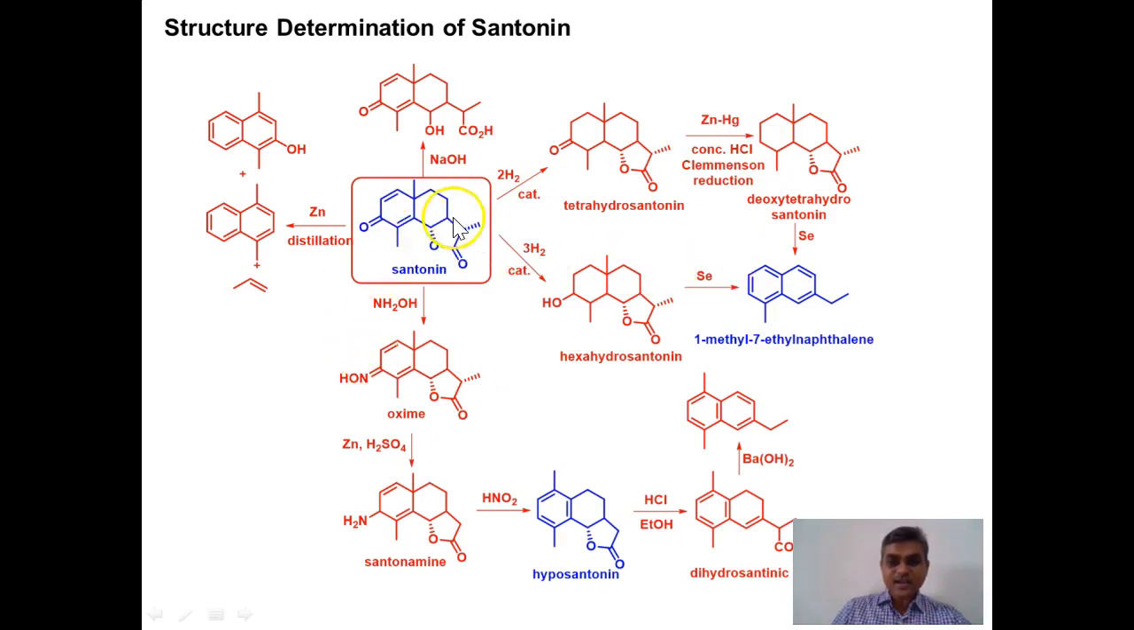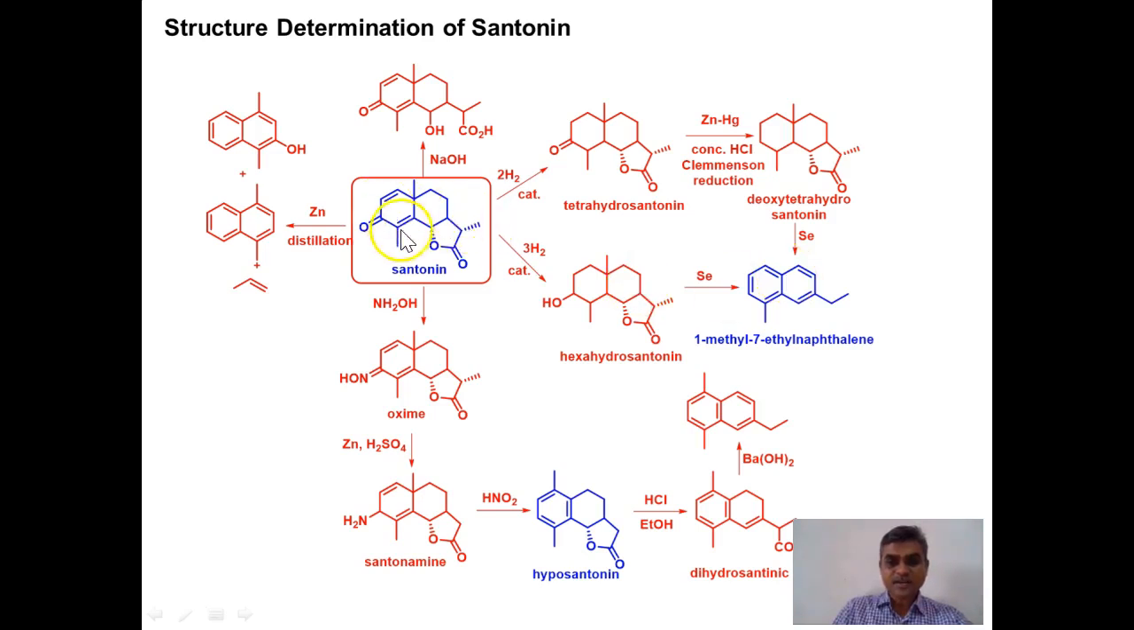For example, here the hydrogenation of the double bonds gives a ketone, and the ketone is subjected to Clemmensen reduction. We get deoxytetrahydrosantonin, and this on selenium dehydrogenation removes the angular methyl groups, and that's why we got 1-methyl-7-methyl naphthalene. So the structure of santonin is consistent with the chemical evidence we got in the previous discussion.